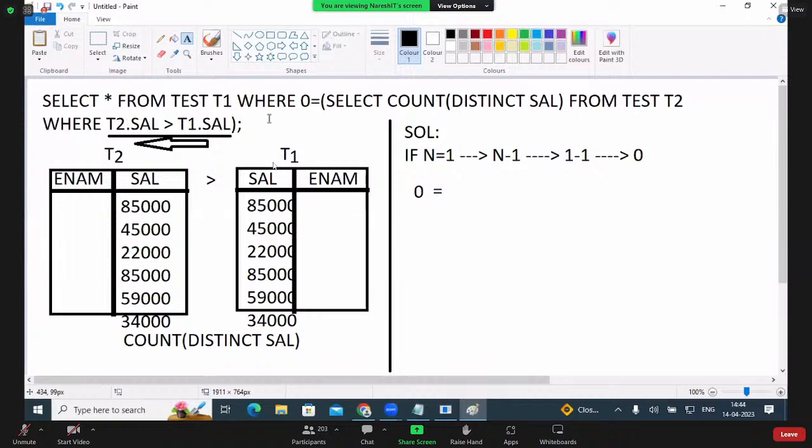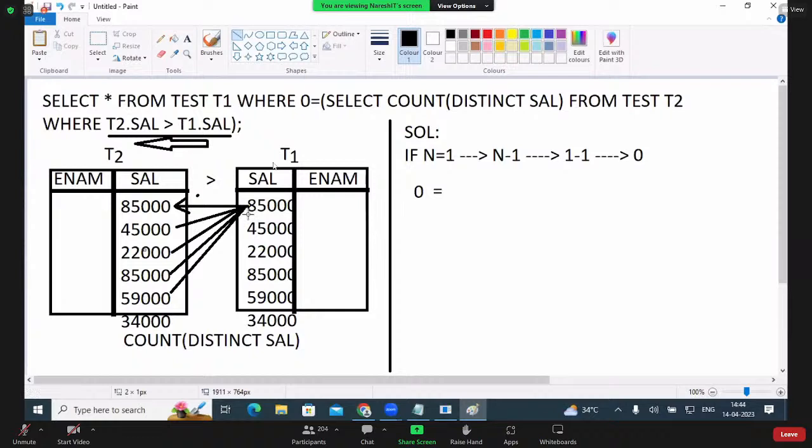Now let me show how to compare. Each and every row value should be compared. I'm comparing the first row, 85,000, with each and every row. 85,000 is compared with each and every value.